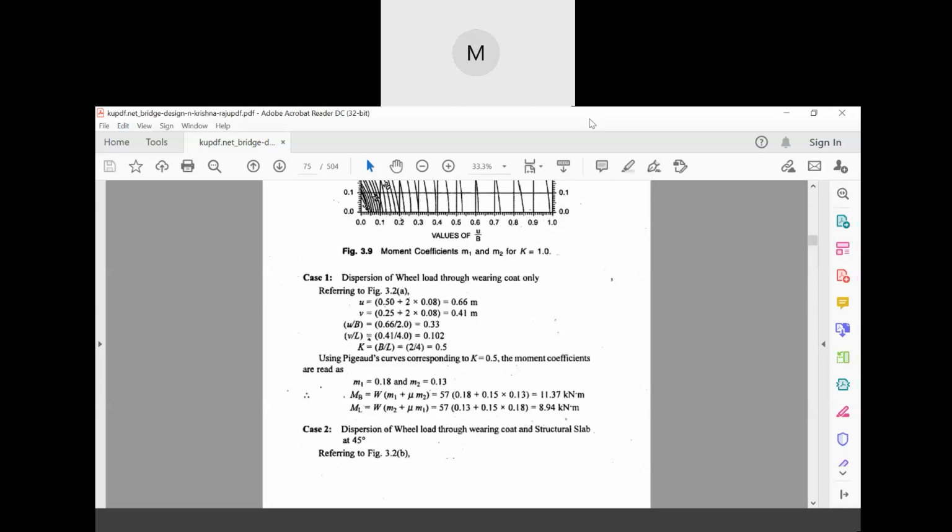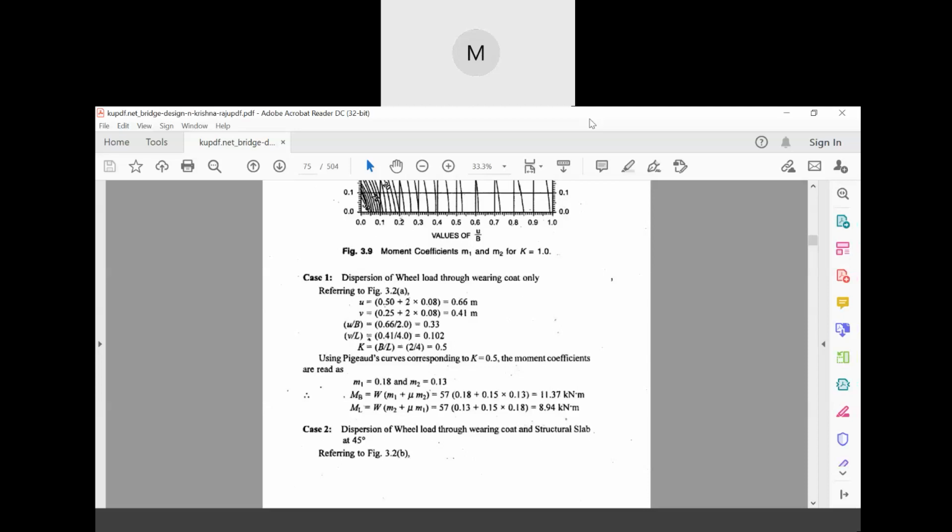The value of u and v will change. Definitely u and v will change. Because of which value?